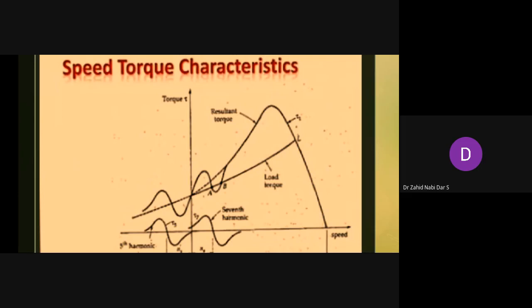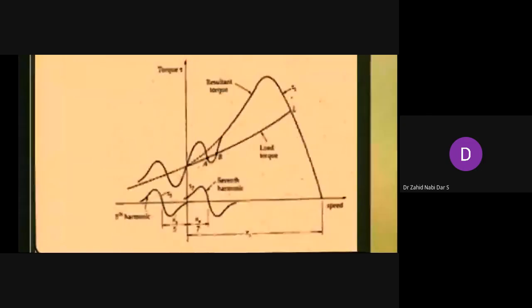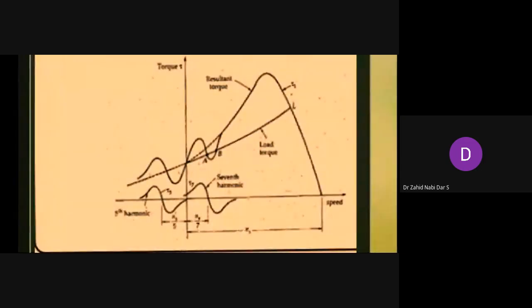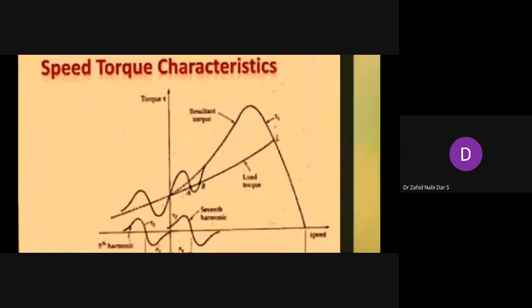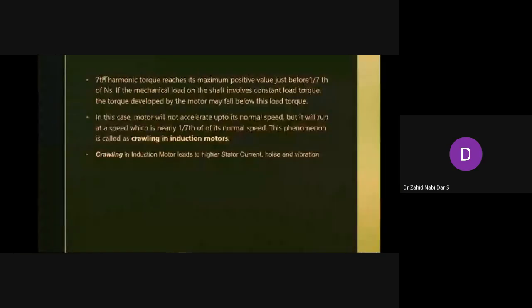Because of this seventh harmonic, torque is produced in the linear area of operation. Here we are getting the stable point, so the motor runs at ns by 7 speed. Means the seventh harmonic torque reaches its maximum positive value just before 1 by 7th of the ns. If the mechanical load on the shaft involves a constant load torque, at that point A induced torque is equal to load torque. We will get a linear operation and a stable operating point there at the lower speed.